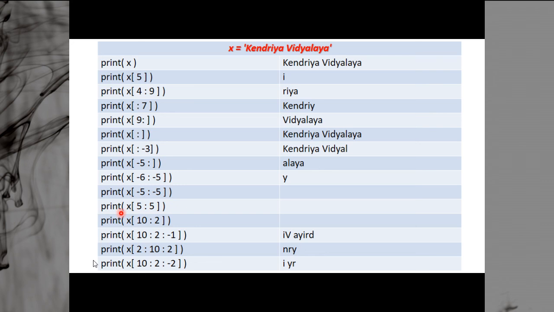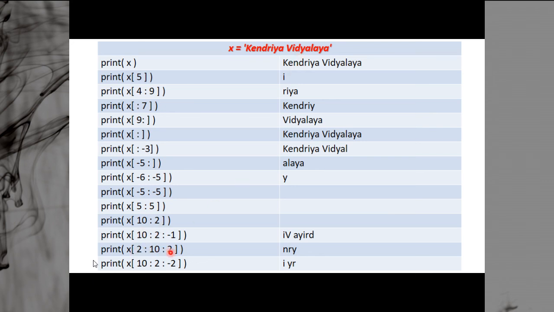But if you want to move in backward direction, what do you have to do? 10 colon 2 colon -1, in backward direction, starting from 10 to 2, again not including 2. So 10 is your I, so I V space A Y I R D only, because 0 1 2, and 2 is your end, so not including 2.